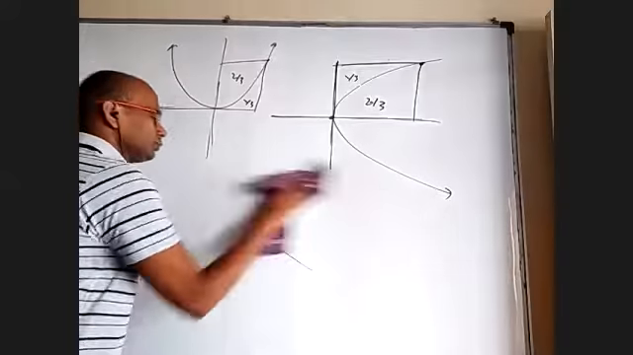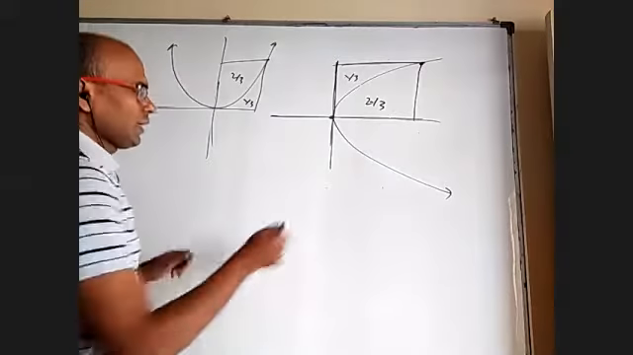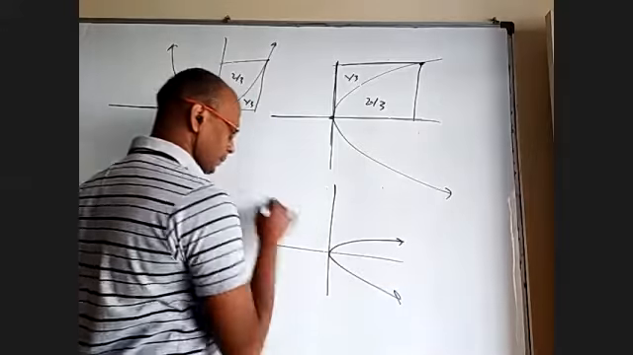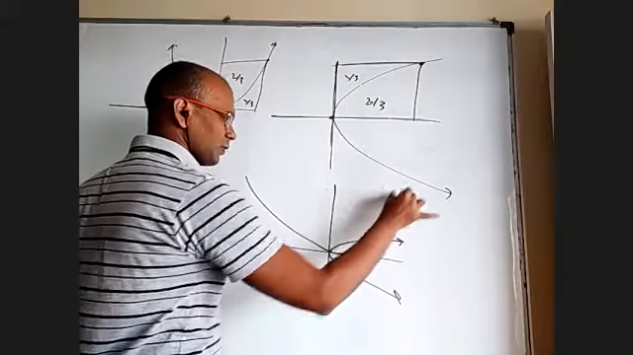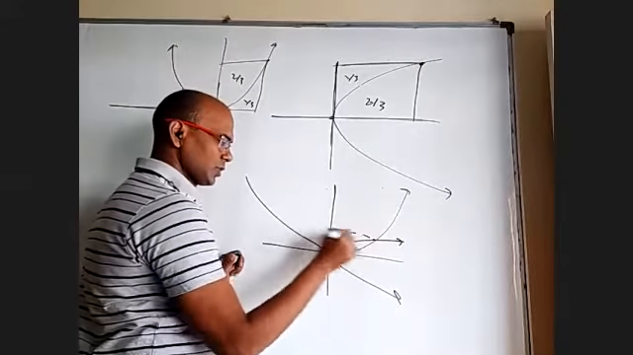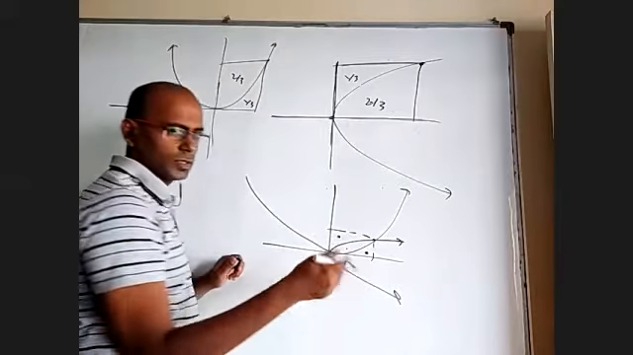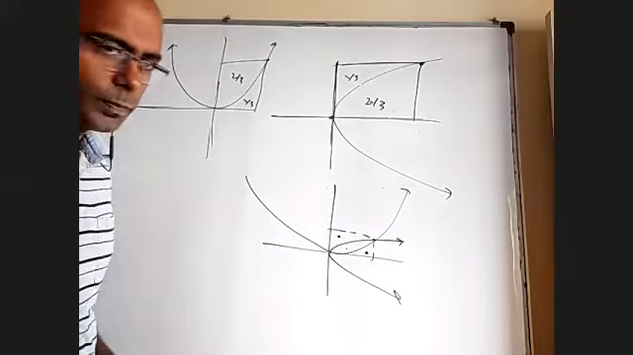Now, when I have two parabolas like this and like this, when I take this and join, based on this, this will be 1/3, this will be 1/3, this will be 1/3. That is 1:1:1.